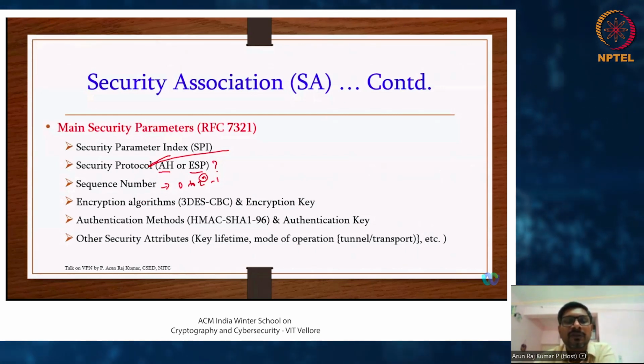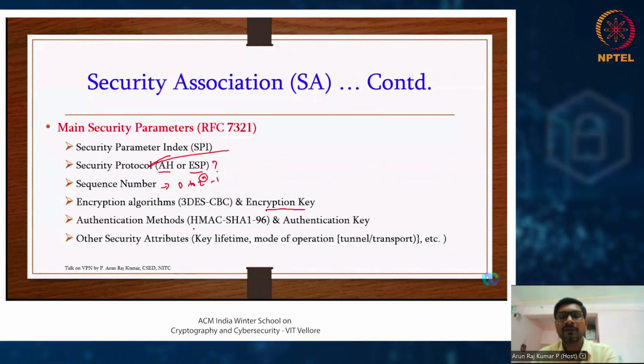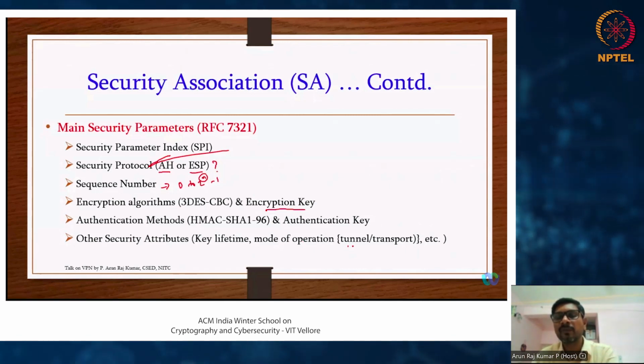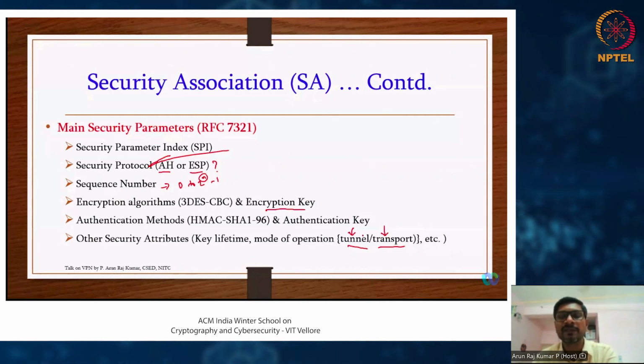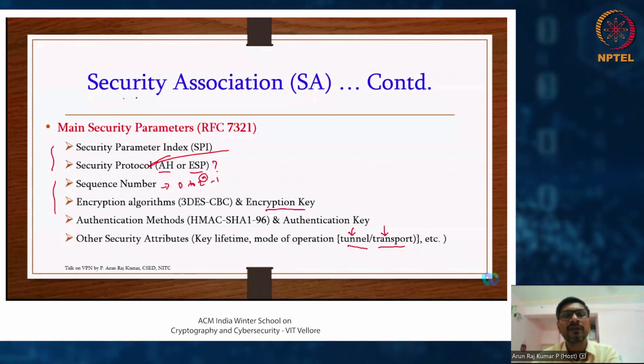And what is the encryption algorithm being used? Whether triple DES, CBC, and what is the encryption key? Authentication methods, other security attributes. What is the key lifetime? Because when we define the lifetime of the key, the key should not be used afterwards. The mode of operation will be either tunnel mode or transport mode. If I want complete protection, then I'll go for tunnel mode. If I don't want complete protection, only data protection, then I'll go for transport mode. Depending upon the application requirements, I can decide the mode of operation. All this together forms the parameters of the security association.